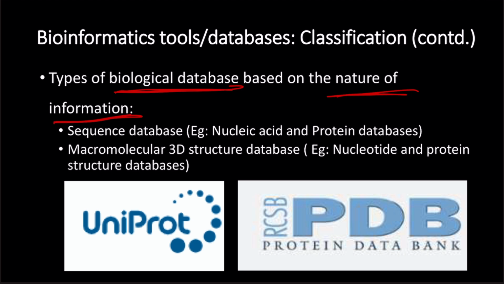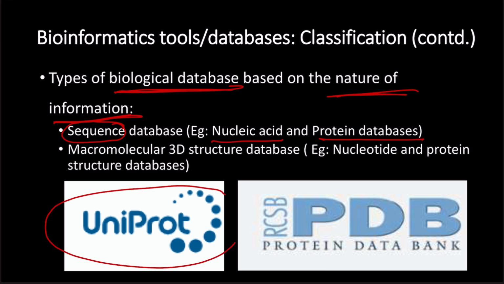So either the database can contain some sequence. In this we can have several databases like protein databases and nucleic acid databases. One such example is UniProt. It is a database which contains the information about the proteins and the amino acids.